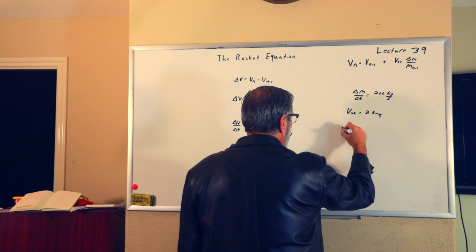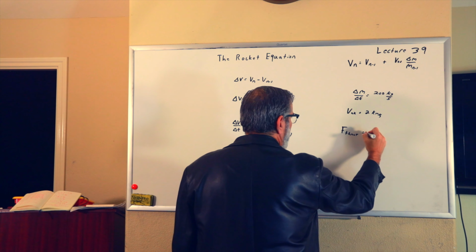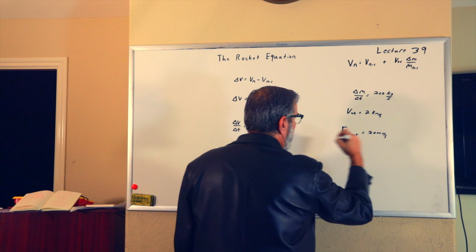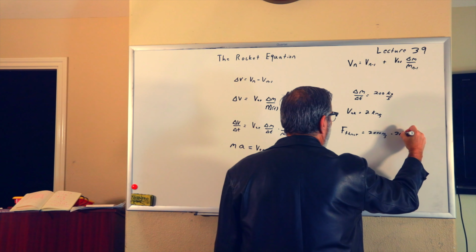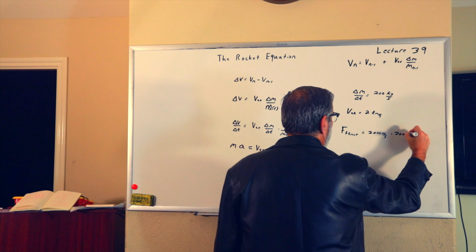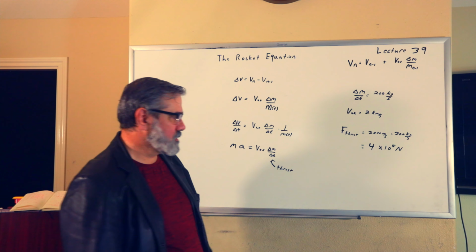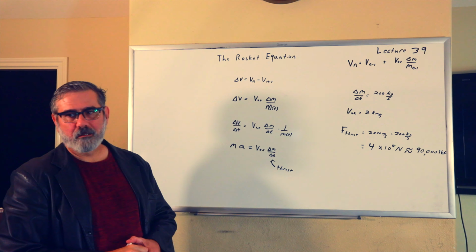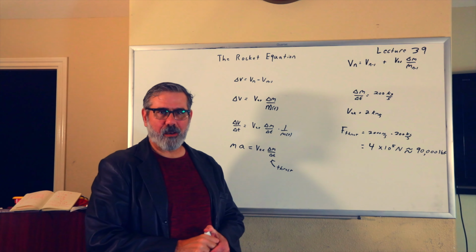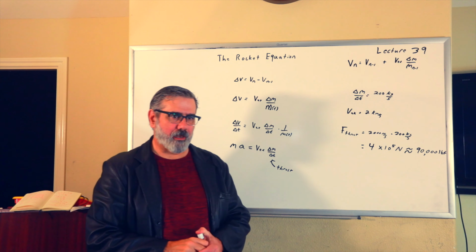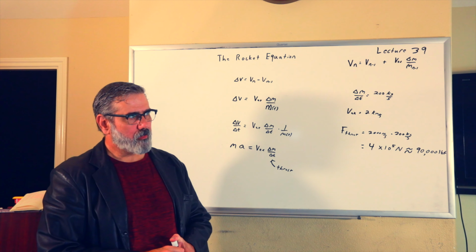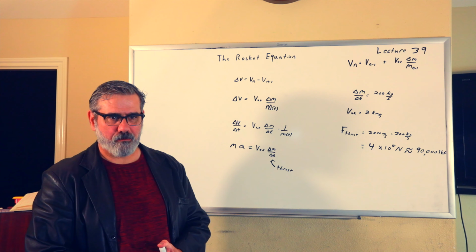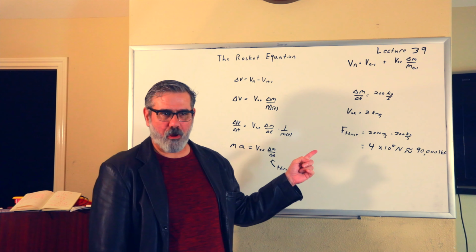So I can calculate the thrust. We'll call it F. Thrust will be equal to 2,000 meters per second times this 200 kilograms per second. That is going to give me 4 times 10 to the 5 newtons, which is about 90,000 pounds of thrust. For comparison, the Saturn V rocket, which took our astronauts to the moon, had a thrust at liftoff of, I think, about 7.5 million pounds. So quite a bit more than this toy rocket that I've shown you here.